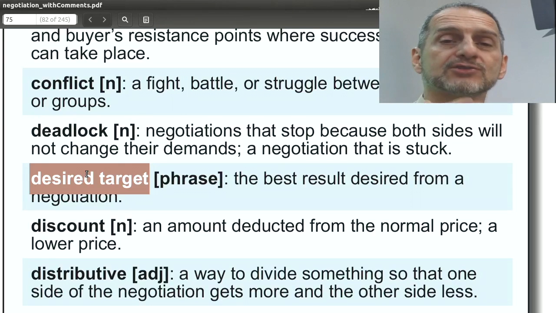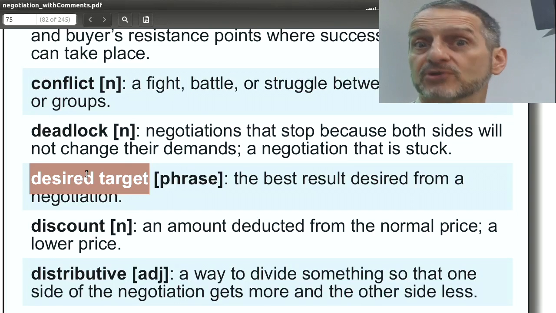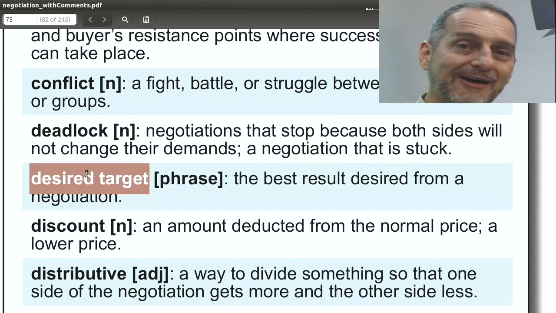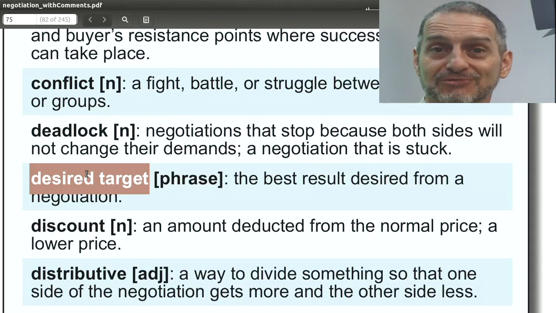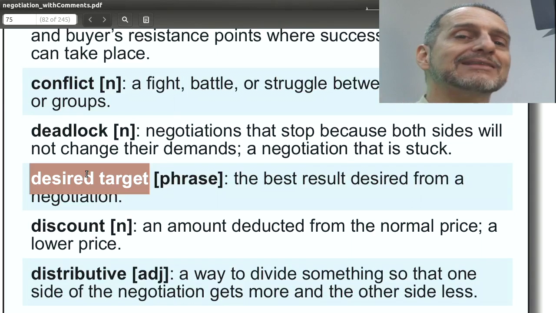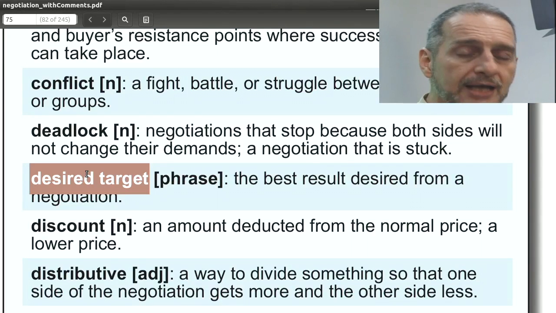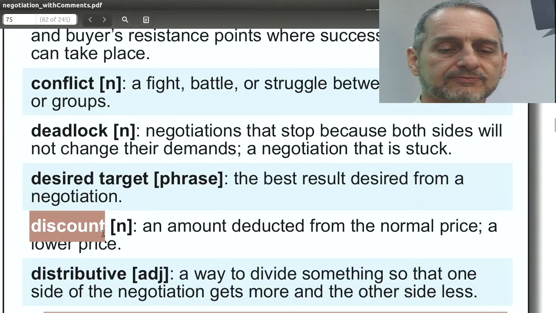You can say also for yourself, my desired target price is $50 per unit. But of course, that's not going to be true, because my actual desired target price is secret, right? That's secret. So you can say this, but you would not really say the truth unless you're being honest, in which case it's a very special kind of negotiation.